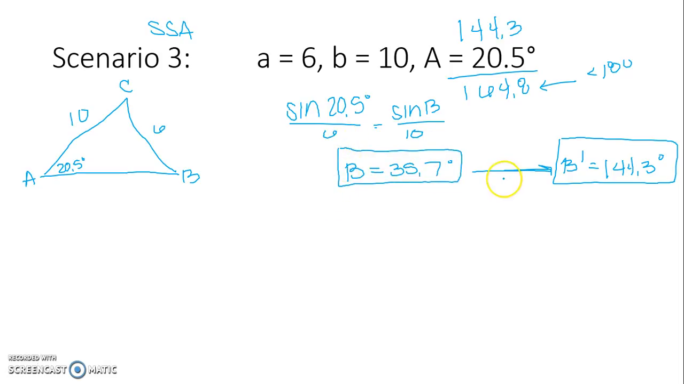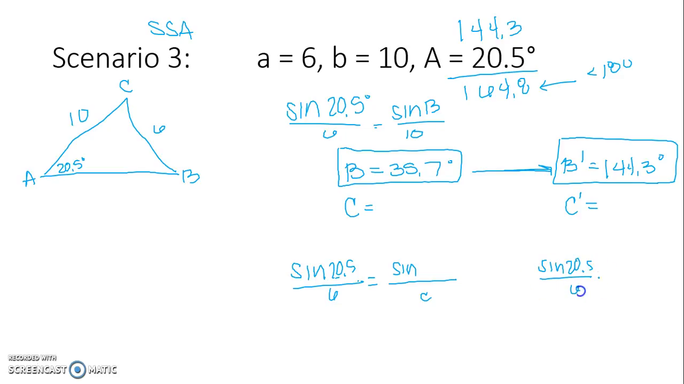It does not matter which triangle you go with, but for both of them, you're going to need to find angle C. Over here, it would be C prime. And you're going to need to find side C. So that's going to be sine of 20.5 over 6 equals sine of whatever you get for angle C over C. Over here, it'd be the same thing, but instead of being over C, it would be over C prime. Work through it on your own. I will keep going with it up here, though.